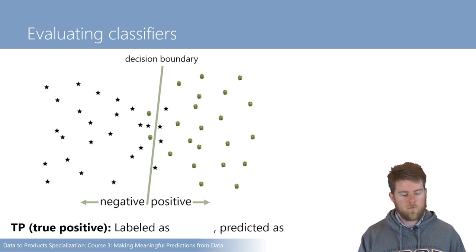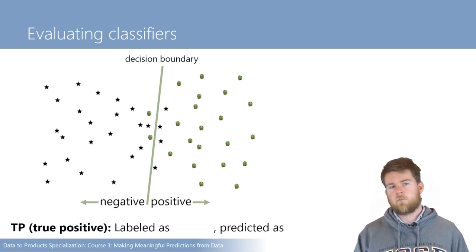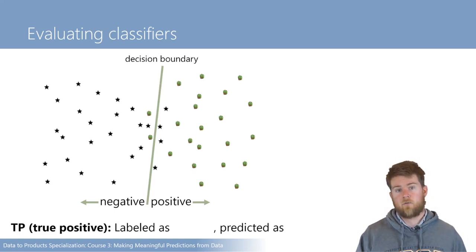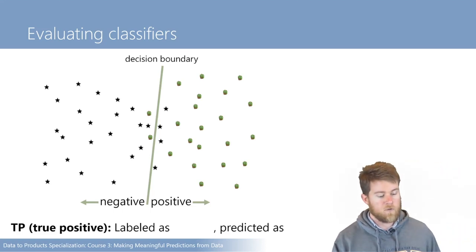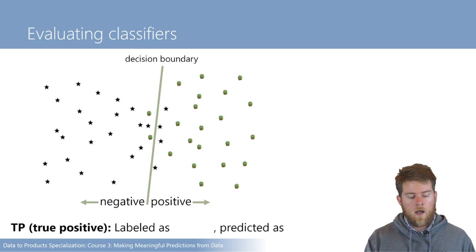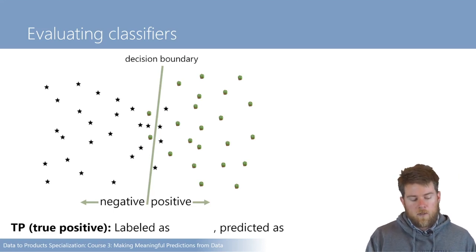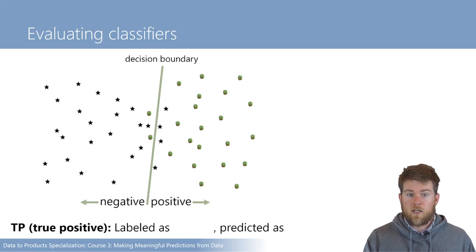So we can, for example, treat our mistakes on the positive part of the data differently from the mistakes on the negative part of the data. So how do we do that? Well, the first notion we'll introduce is the number of true positives. That's saying, what number of the positively labeled data points did we predict as positive?